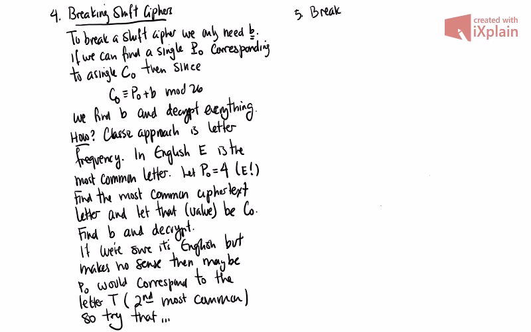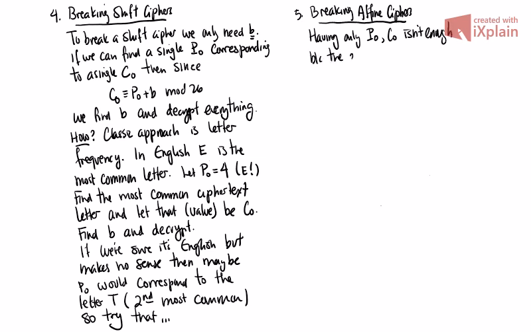5, breaking affine ciphers. It's not good enough to have just one character, right? Having only, let's say, P0 and C0 isn't good enough. Because, let's say, the equation C0 is congruent to AP0 plus B mod 26. This isn't enough to solve for A and B.